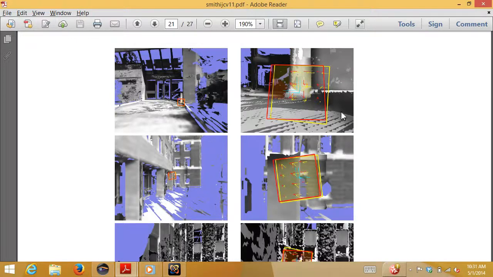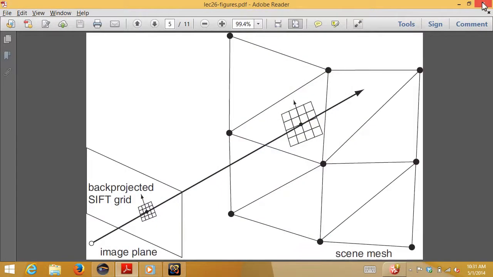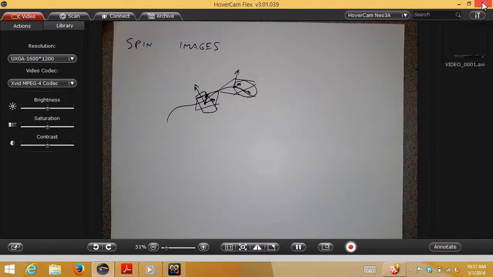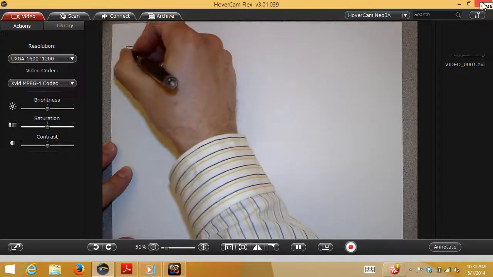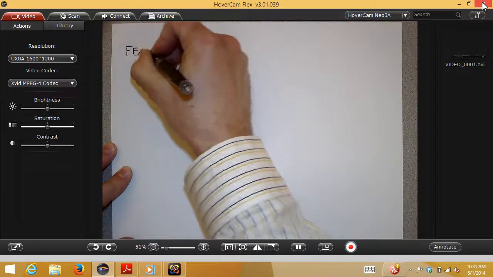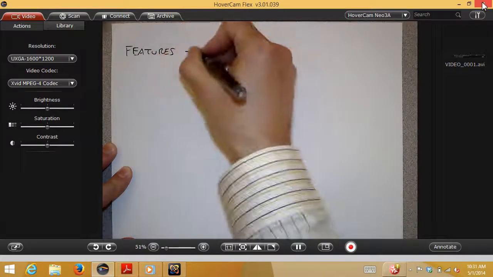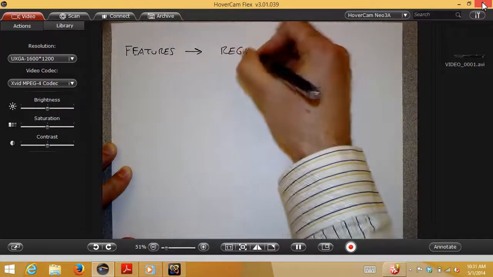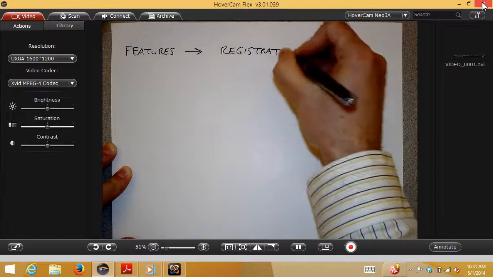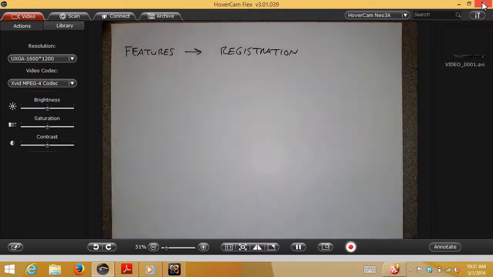Okay, so again, why do you want to get these features? You want to get these features so that you can actually register the data sets, right? You need to bring these data sets into the same frame of reference, and that process is kind of similar to the way it works in 2D. So the idea is that I start with features, and then I want to go to registration. Let's start by just talking about registration of one scan to another.